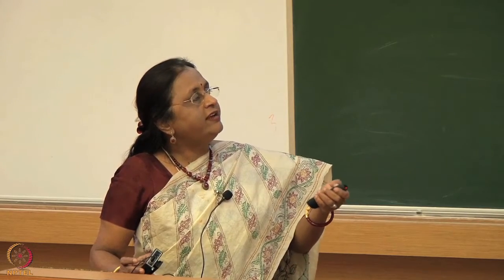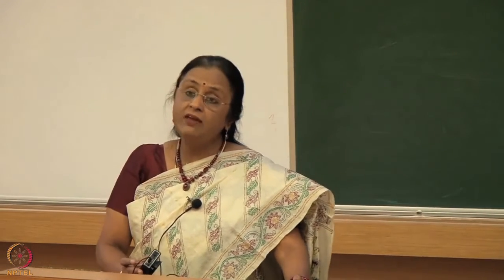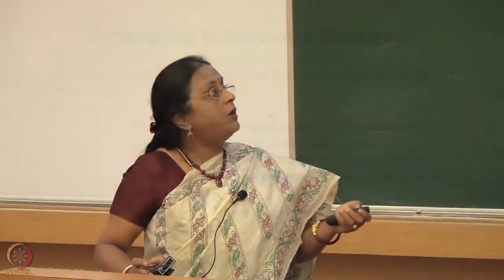So the conventional techniques are not very fast. We need skilled workers, and there is a poor detection threshold. Like the HIV viral load testing, which requires at least 50 copies of the HIV virus to be present for the test to be positive. So can we have a test which can detect lower copies of the virus?